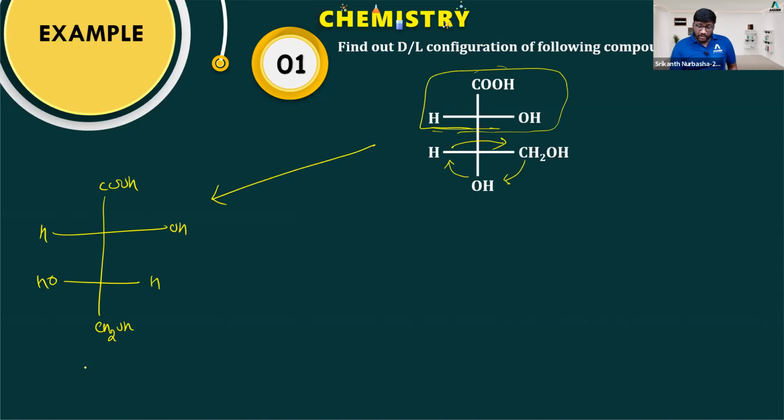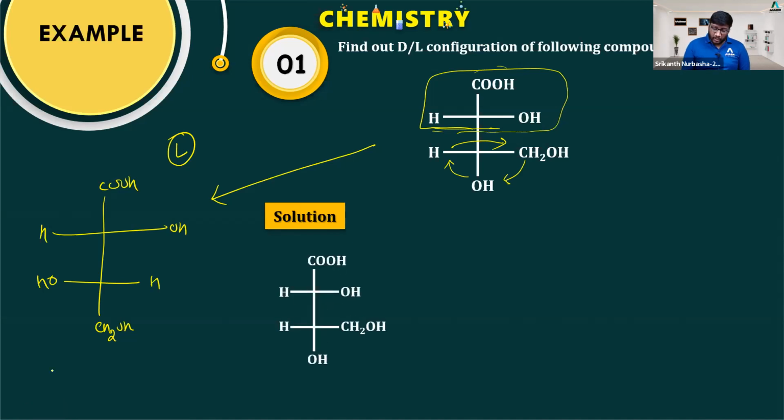Why have I done this? Because the maximum carbons should be on the vertical line. So if I have done this, I am getting OH on which side? Left side, left hand side. So it is going to have what configuration? L configuration. Yes, sir.